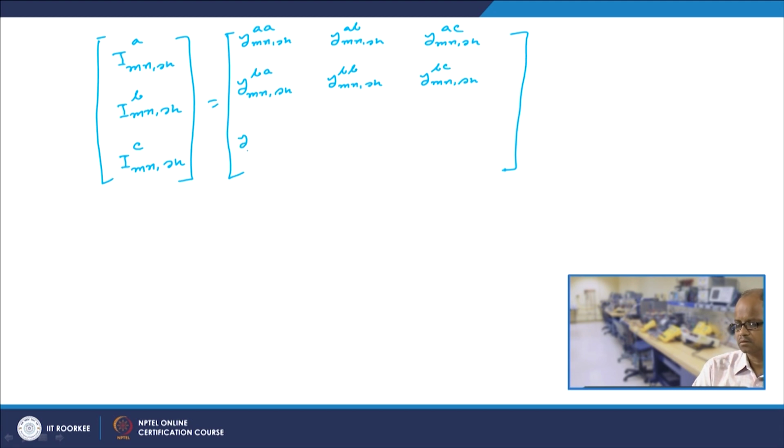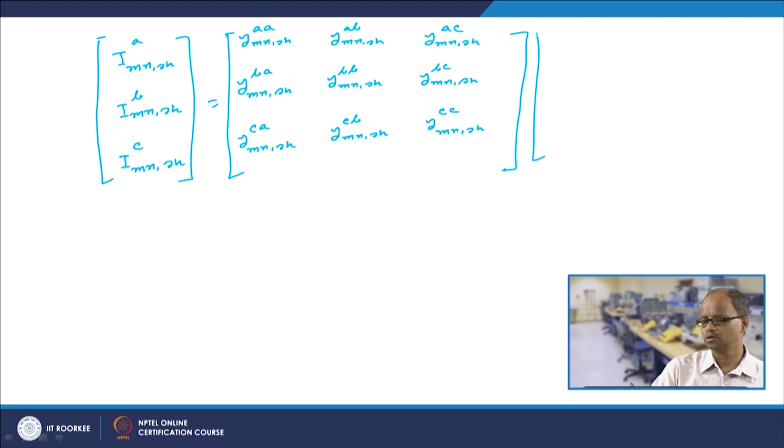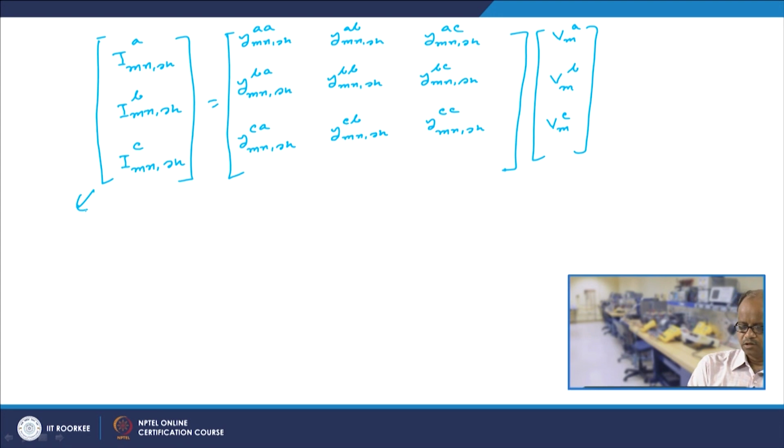BC, Y Mn SH CC into VMA, VMB, VMC. Right. So, this is a 3 cross 1 vector, this is a 3 cross 3 matrix and this is a 3 cross 1 vector. So, this is true.